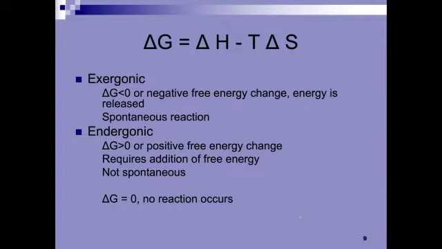If delta G is negative, that's a negative change in free energy, then energy will be released. This is a spontaneous reaction. These are exergonic reactions, reactions in which you put two chemicals together and heat is given off or some kind of energy is given off. That's referred to as a spontaneous reaction. That's a negative free energy change.